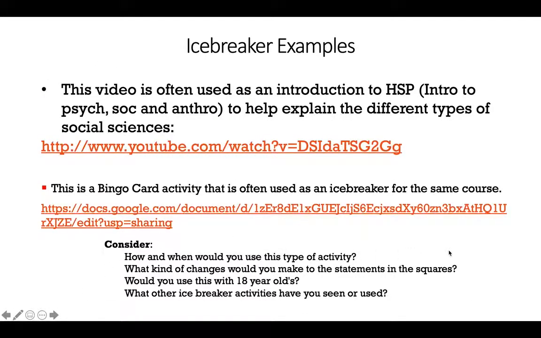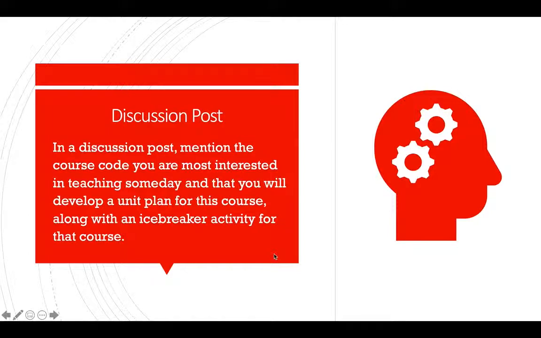All right, so the first little discussion posts are about icebreakers. Imagine your very first day of school with this course code. I've given a sample for the HSP course. Often there's a little video shown that explains all the social sciences as a bit of a hook. Lots of people have done the bingo game forever. I'm not usually a fan of the bingo game with 18-year-olds, but it depends how you switch it up, like if you change some of the squares and some of the wording. Think about how you would use these. What would you want to use in your course code? Because that's what the discussion post is going to be.